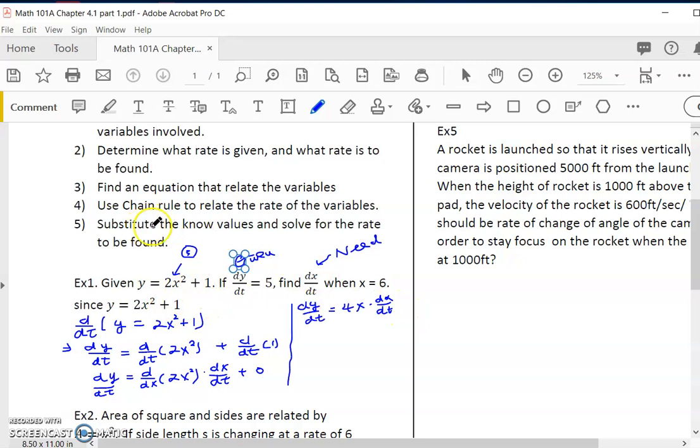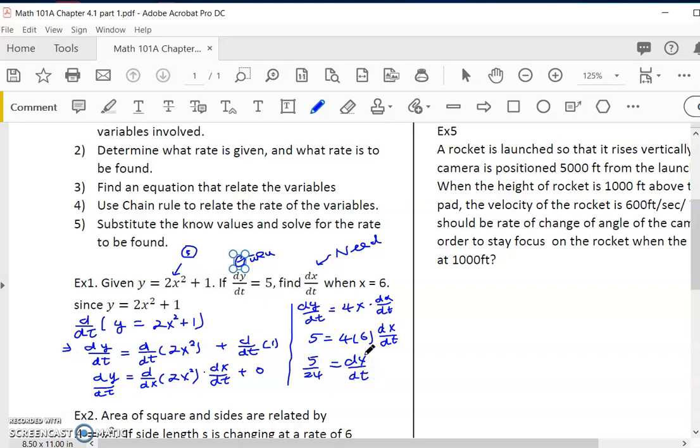Now the next step is to substitute all the known variables. You know dy/dt is 5, and you know x is 6, so 4 times 6, and dx/dt is what you need. I have everything known except this one. So 4 times 6 is 24, so dividing, 5 over 24 would equal dx/dt.